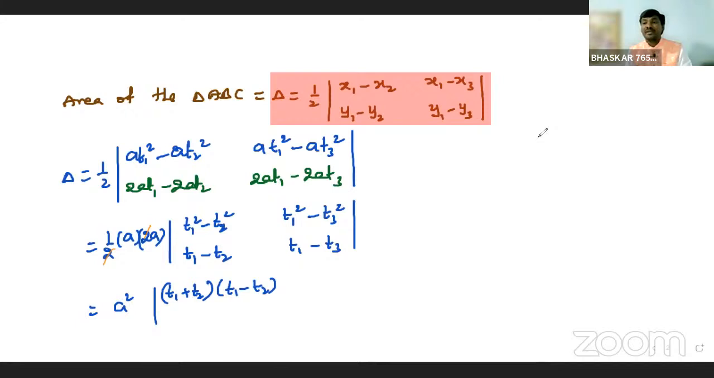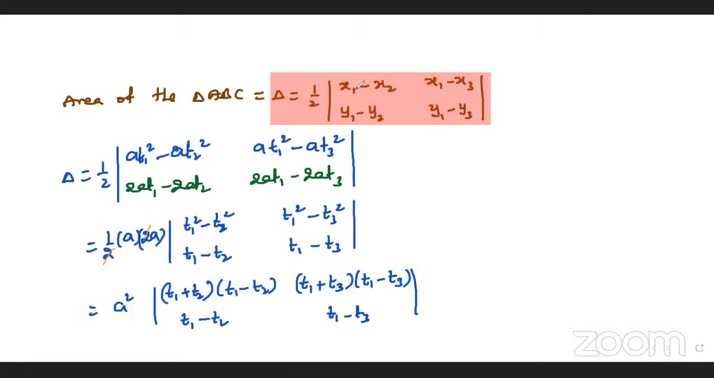And tell me the formula for this also. Here we have t1 square minus t3 square. What is the formula here? What can we write? t1 plus t3 and t1 minus t3, right? So t1 minus t2 here and t1 minus t3 here. What formula are we using here? Tell me first.